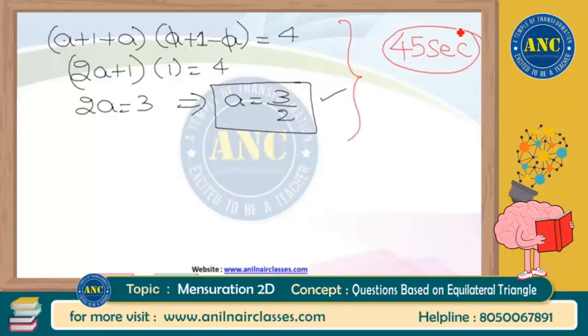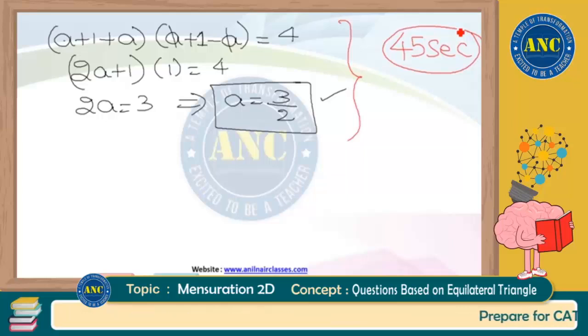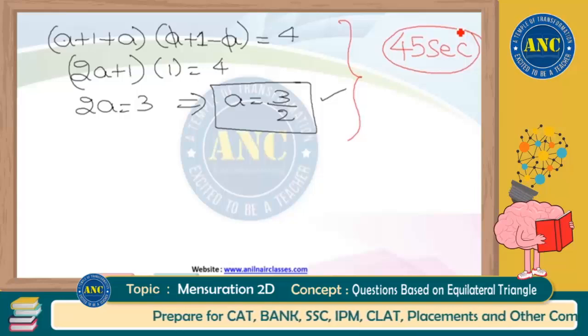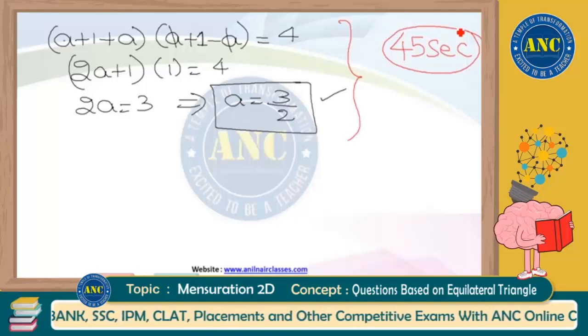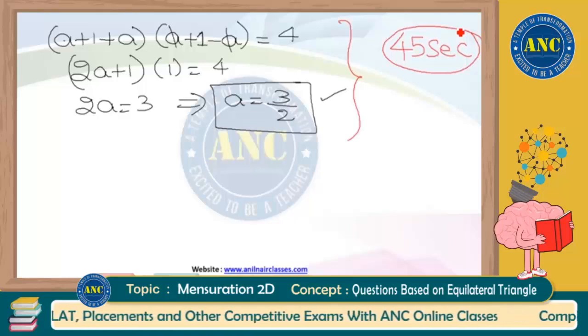That 30 seconds you can utilize for some other problem which is difficult. And in one question, if you are able to save 20 to 30 seconds, multiplied with that many questions which you are attempting, you are saving so much of time. And all that time saved can be used for difficult questions. That is exactly how you need to tackle an aptitude examination paper.